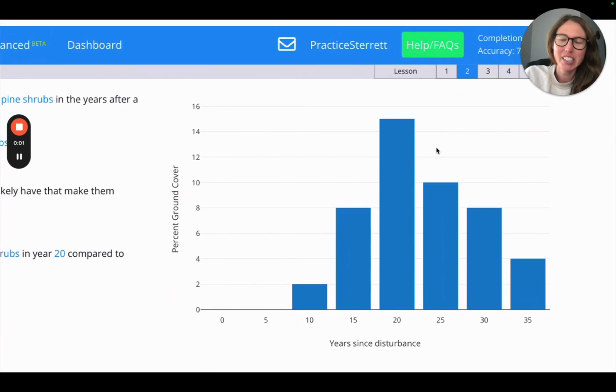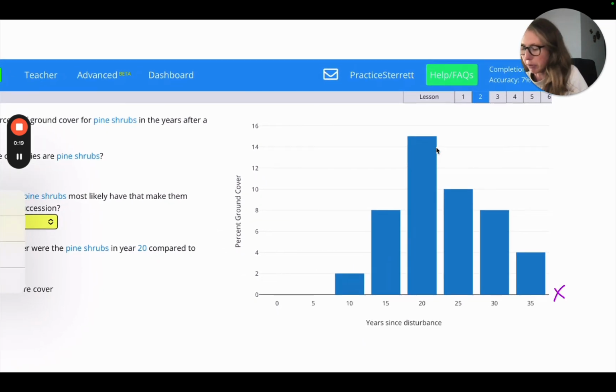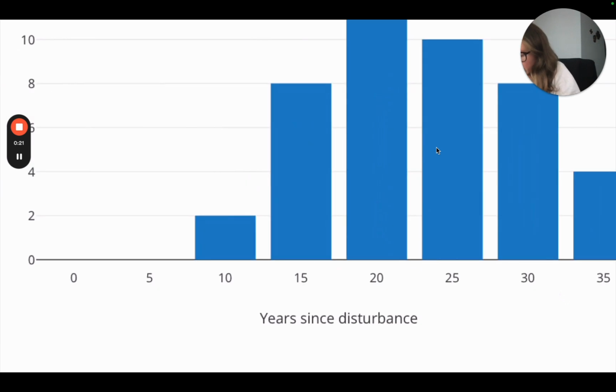Hey environmental science students, this lesson is about interpreting succession data, and we'll use that data to make a comparison between two values. So you'll have on your x-axis here years since some kind of disturbance. In this problem, it's saying that it's the years since a volcanic eruption. So I'm going to put that down.